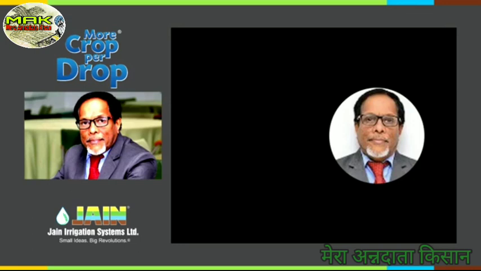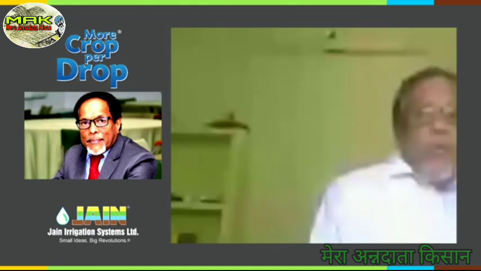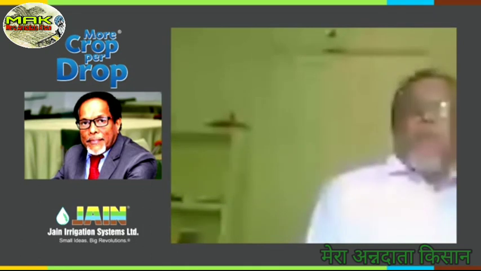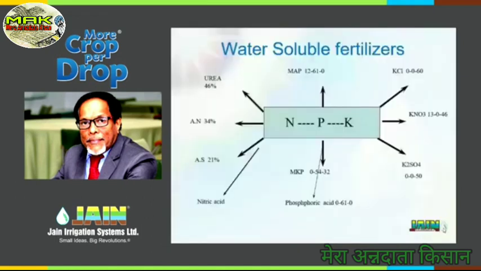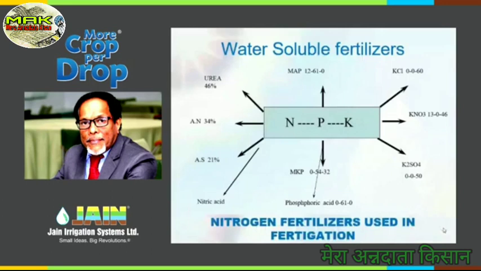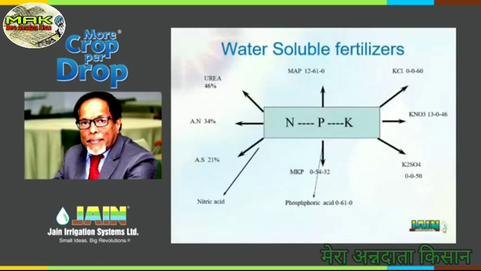Normal fertilizers are urea for nitrogen, ammonium nitrate, which is now not in use for other reasons, ammonium sulfate and nitric acid. And for phosphate, you have monoammonium phosphate, phosphoric acid, and monopotassium phosphate. Then you have potassium chloride, which is MOP, muriate of potash. Only the white color MOP is recommended, and it is water soluble, not the pink color which you normally buy. Potassium nitrate and potassium sulfate. These are the main water soluble fertilizers available.